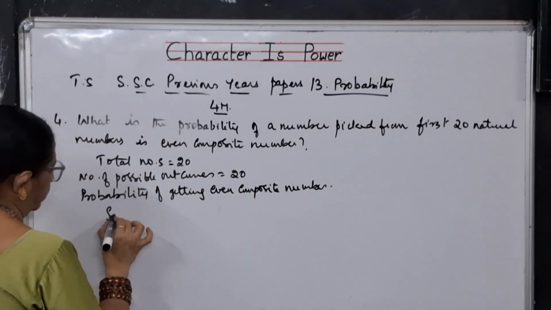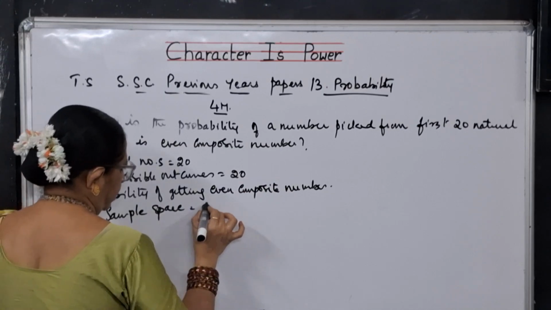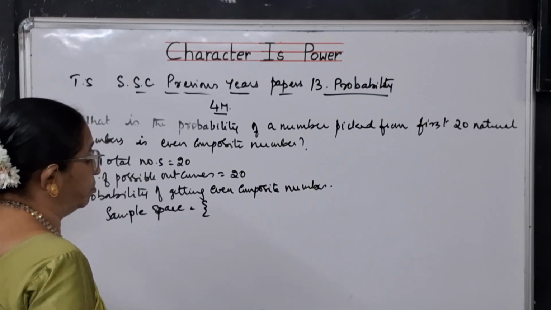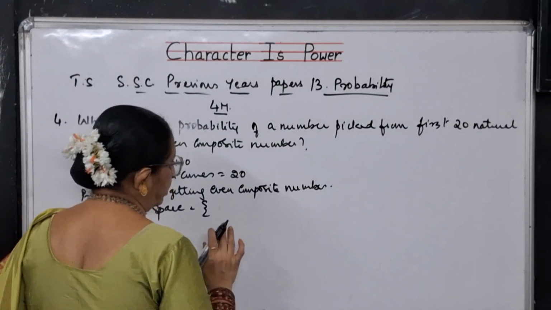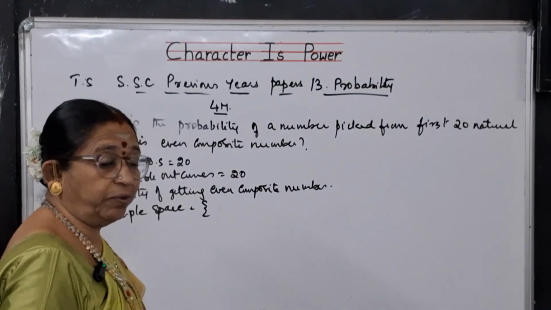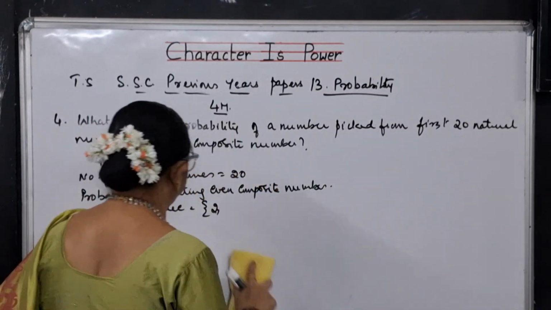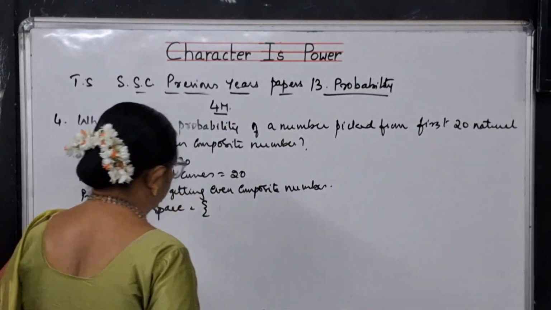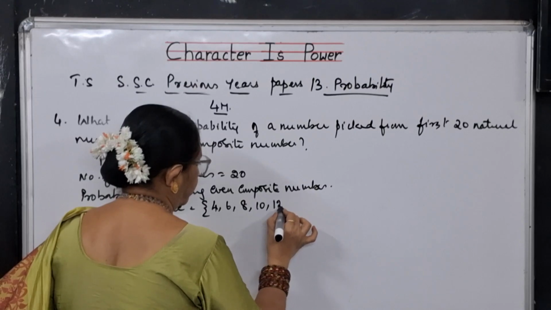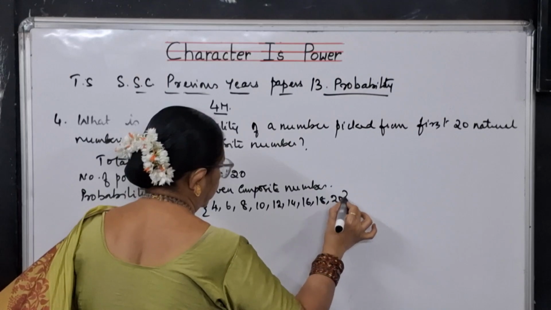So let us write the sample space for it. You have got numbers 1 to 20 and even composite numbers. Among even numbers, 2 is the only even prime number. Remaining all even numbers are composite numbers. So you cannot write 2, because 2 is an even prime number. You should write 4, 6, 8, 10, 12, 14, 16, 18, 20.